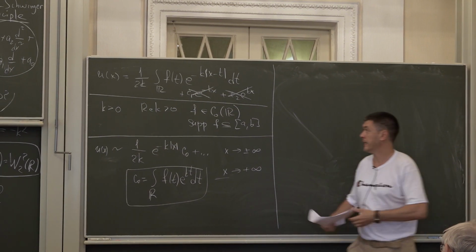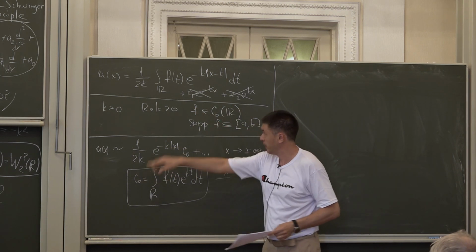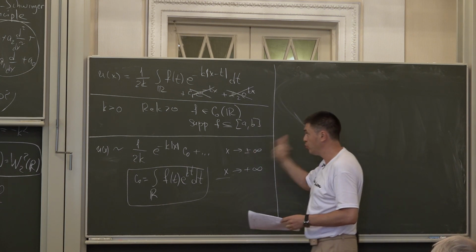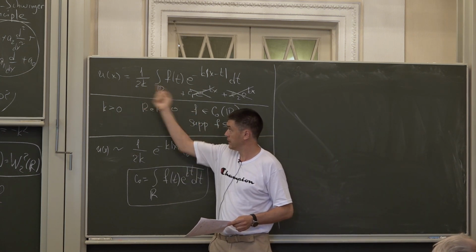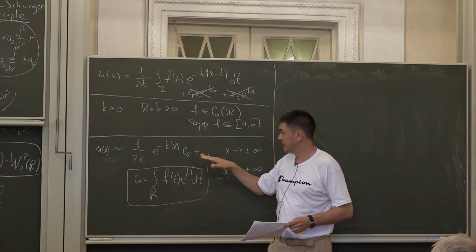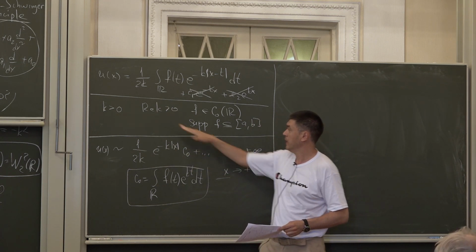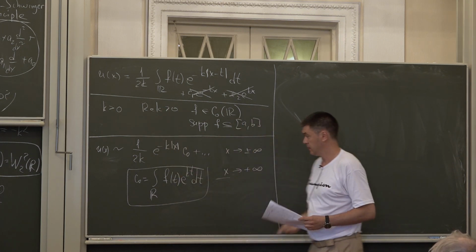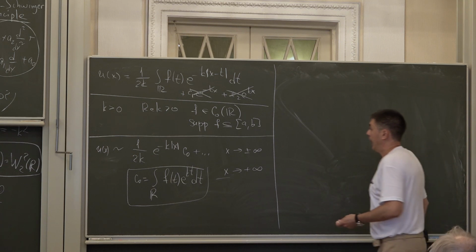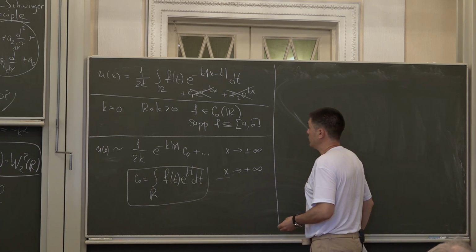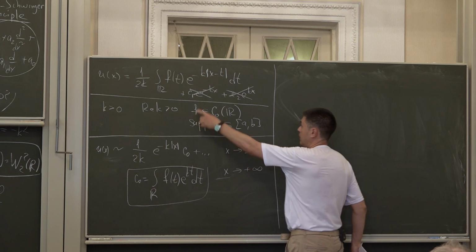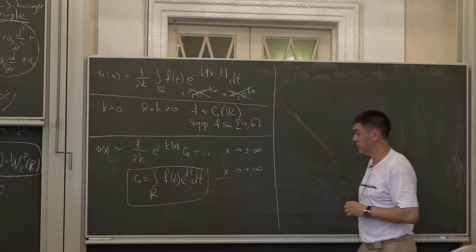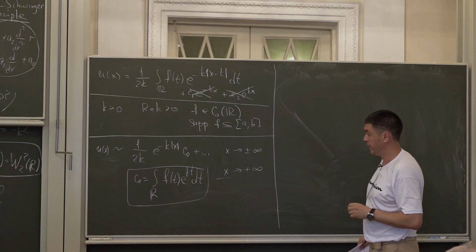So this is the explanation why I choose the solution to that equation in such form, just to ensure that this function decays exponentially at infinity when the real part of k is positive or when k is positive. This is the idea. And it's also quite important here to have a compactly supported right-hand side, and why it is important will be clear right now.